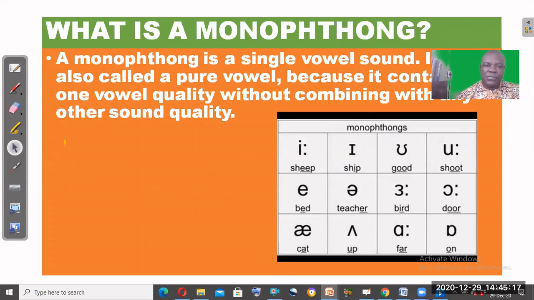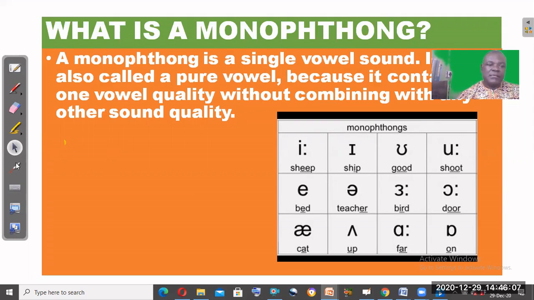What is a monophthong? A monophthong is a single vowel sound. It is also called a pure vowel because it contains one vowel quality and does not combine with any other sound quality. We have another class of vowel sounds called the diphthongs, and the articulation of a diphthong involves a movement from one vowel quality to another. In other words, a diphthong is a double sound, but the monophthong is a single vowel sound. It consists of only one vowel quality.